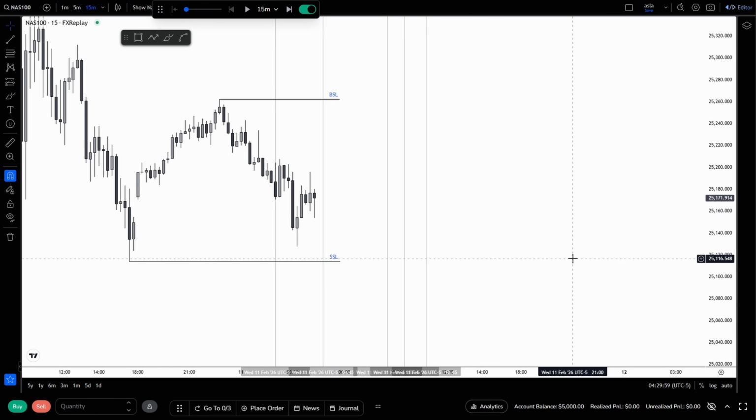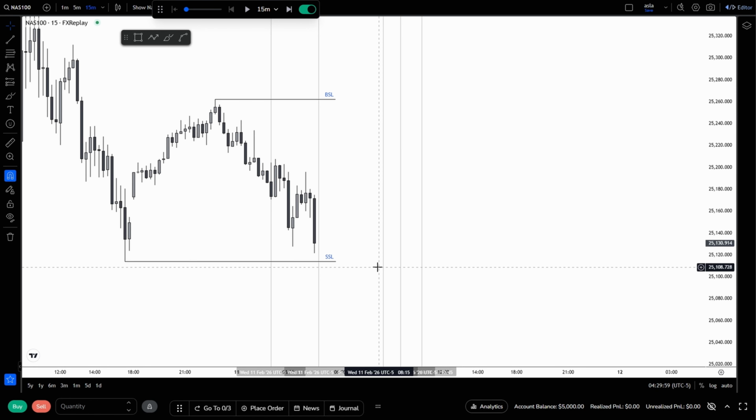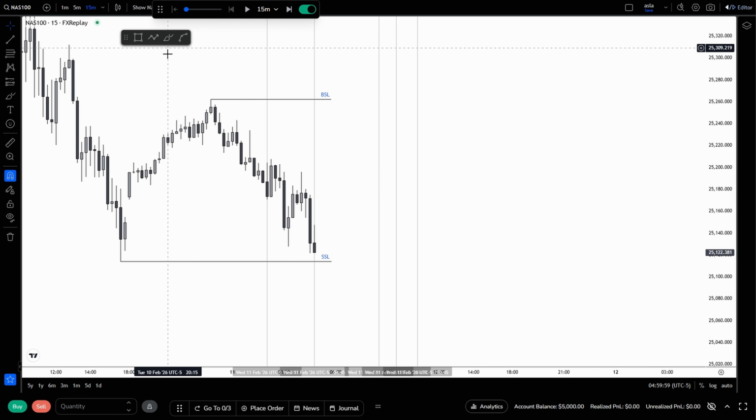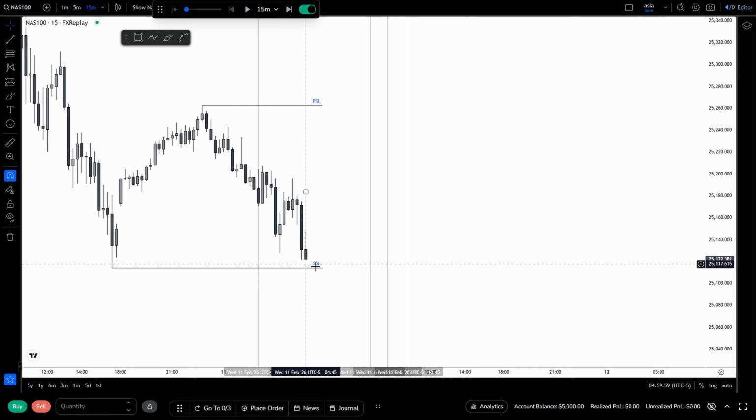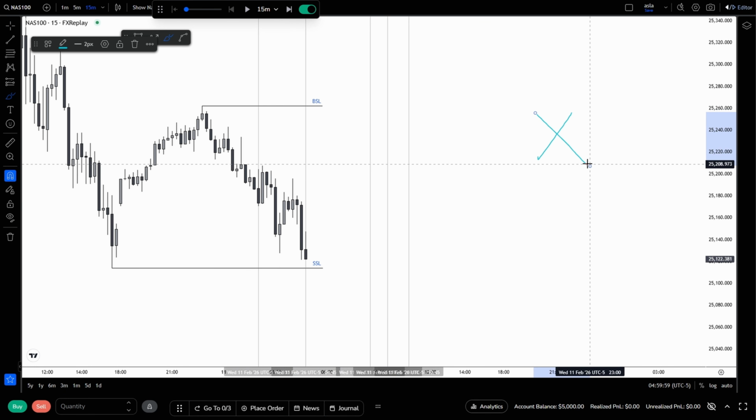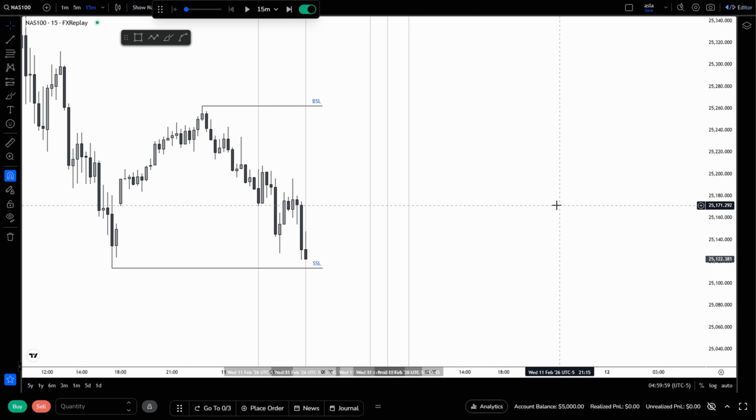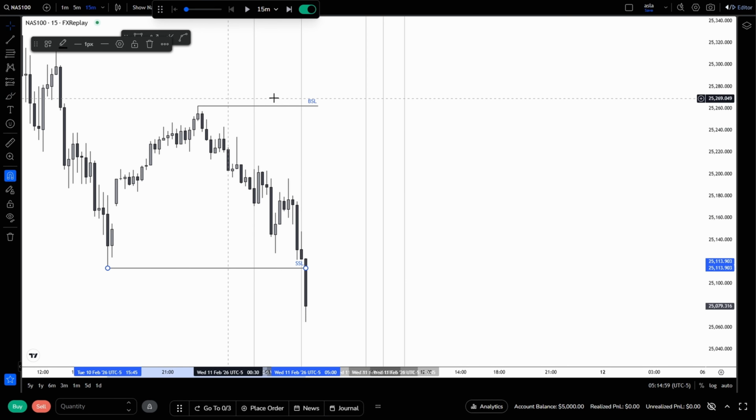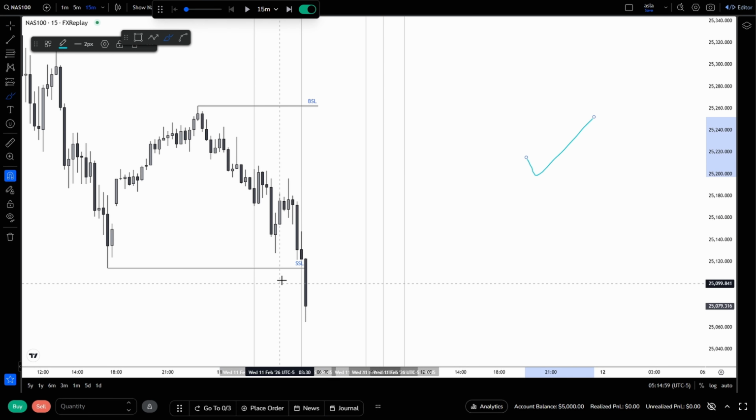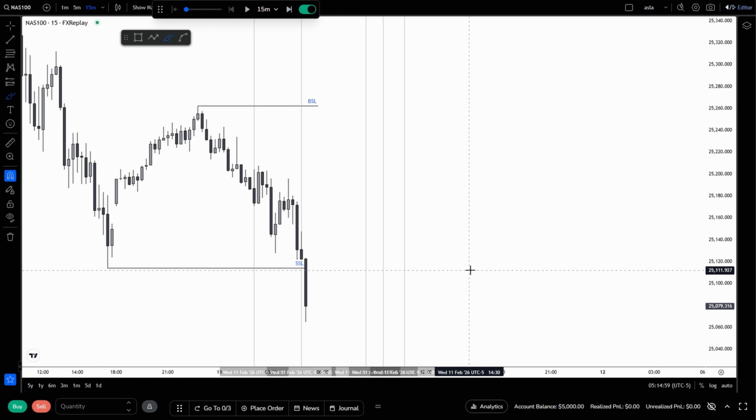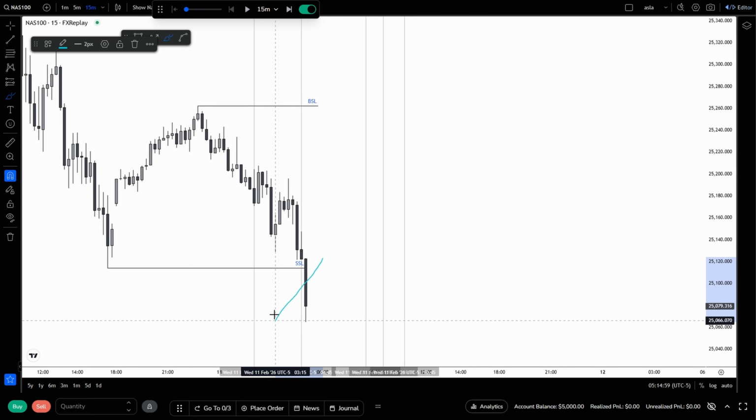Now the first thing we need to ask is, does London sweep any of these levels? Looking at the chart, you can see that during the actual London session range, price does not take out the high or the low. Yes, price eventually sweeps the low, but that happens outside of the defined London session. So we are not going to count that as valid sell-side liquidity for this specific model.